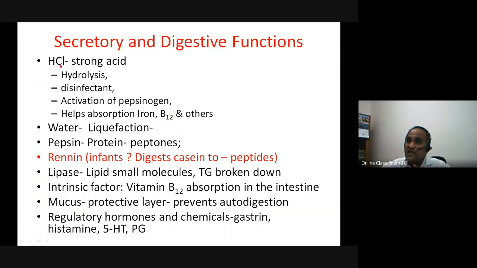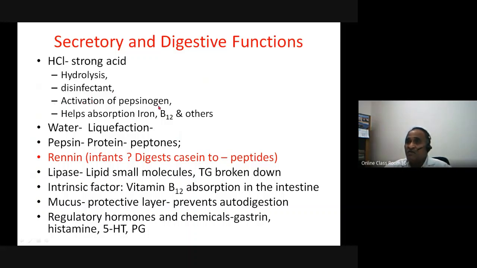How the HCl is secreted, I will cover in the subsequent slides. Now let us see what the functions of the HCl are. It hydrolyzes all the food materials, the protein, fat, and carbohydrate, into smaller particles, and so they liquefy. It will also prevent the growth of organisms. It acts as a disinfectant, so whatever is ingested is sterilized by the acid. The exception is Helicobacter, an organism which grows in an acid medium.